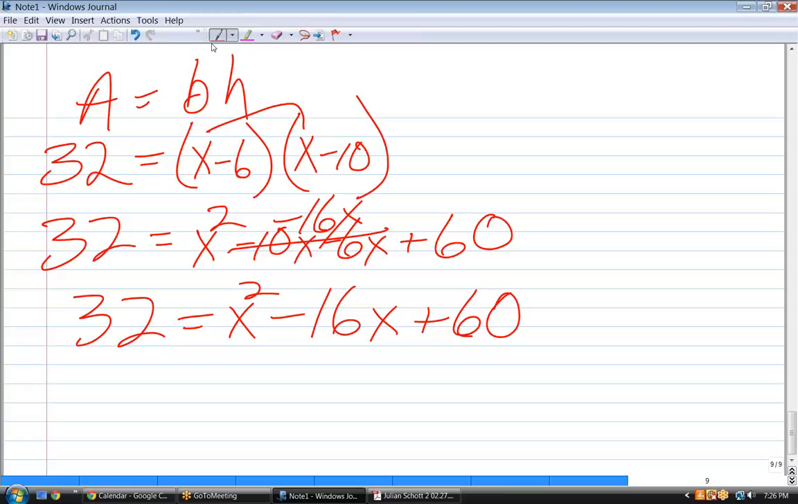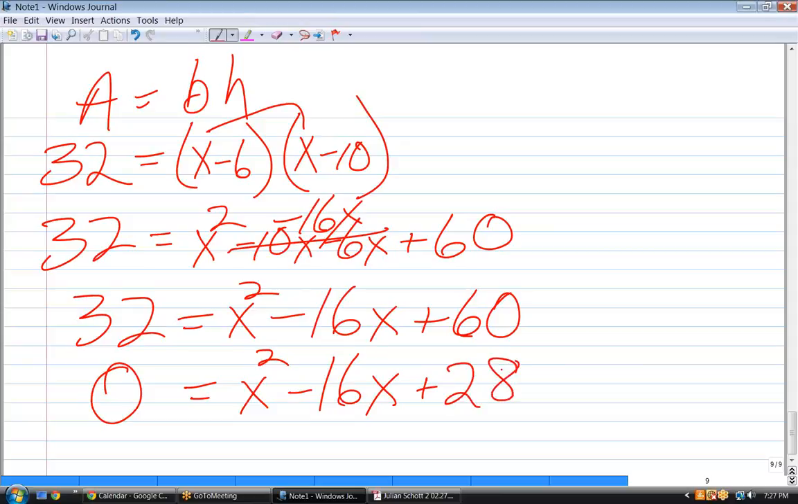Subtract 32 from both sides. Oh, okay. So minus 32. What's 60 minus 32? 28. Always add them back together. Make sure they equal what you had.